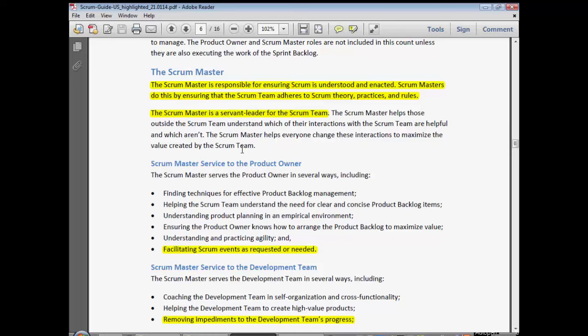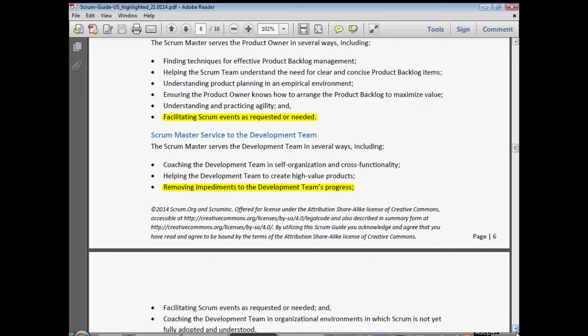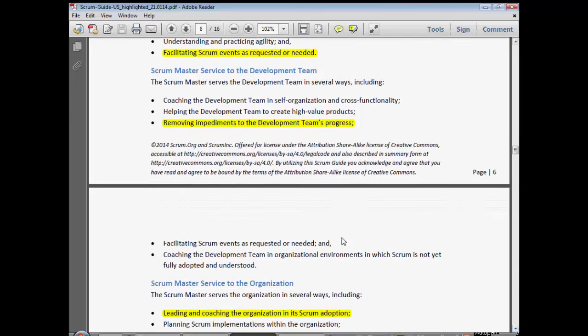As you can see, the leader part is there, and even though the Scrum Master is leading through example, through influence, through making the whole Scrum team aware of the Scrum framework rules, there is a strong sense of leadership there. Facilitating events as required or needed. So this is something that Scrum Master does, and I don't really need to go into detail about that, but the word facilitating or facilitator often comes up in Scrum. Removing impediments, that's the key thing that Scrum Master does, so removing any of the blockers, making sure the team can work effectively.